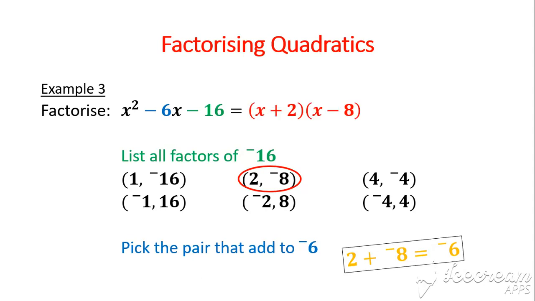So we're going to write it down as our first bracket is going to be x plus 2, and our second bracket is going to be x minus 8. Now once again, doesn't matter which way we write the brackets, so we could write it as x minus 8 times x plus 2, so long as we have a positive 2 and a negative 8.